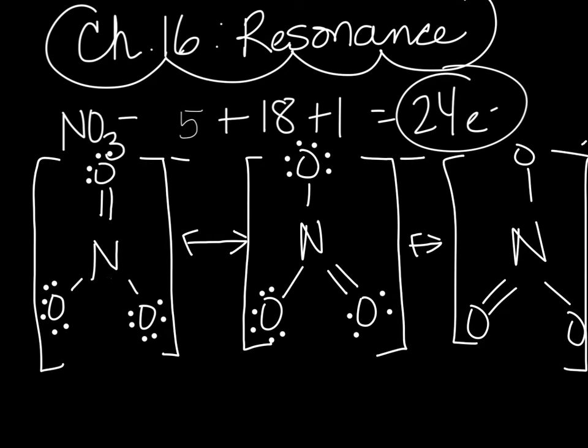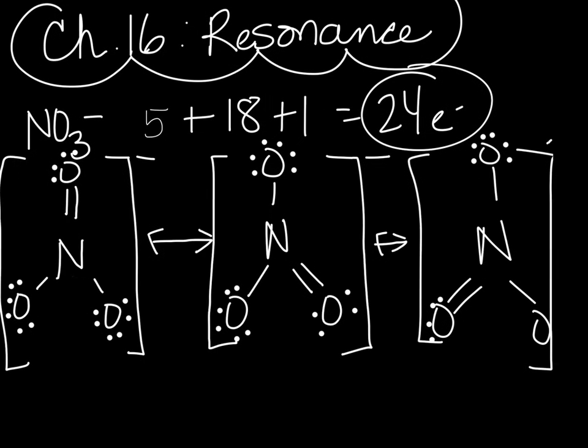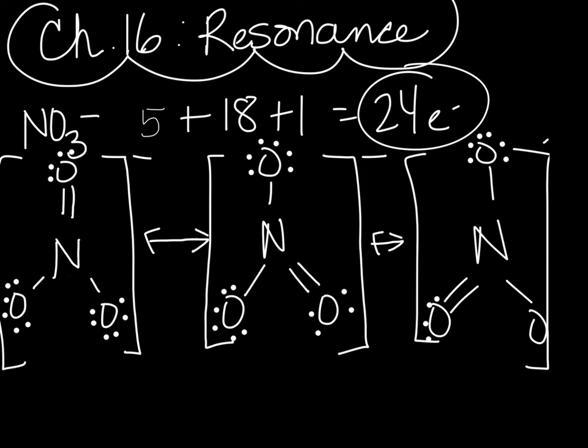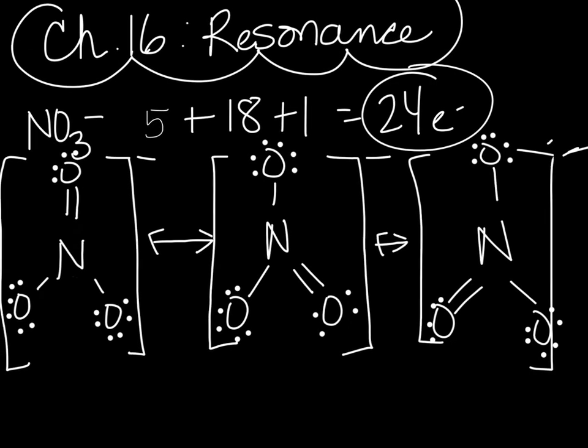And let's fill in the rest of the dots so that everything has 8 around it. Okay, filling in dots. Oops. Okay, let me slide this over so we can see what's going on. Okay, and there we go. And let's just make our charge on the outside look a little better. There we go. Okay, so there you can see that this one has 3 resonance structures.